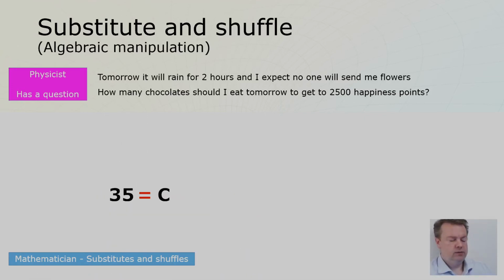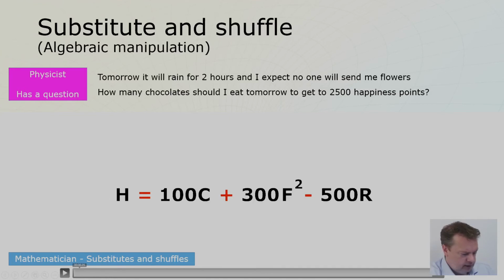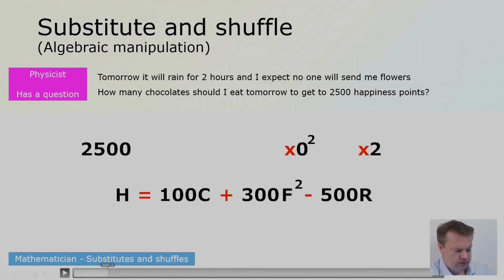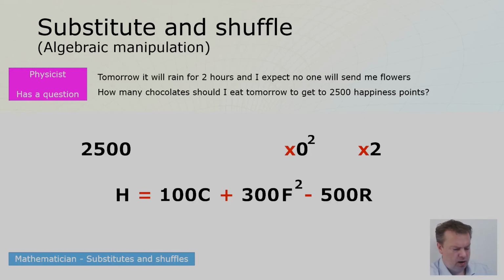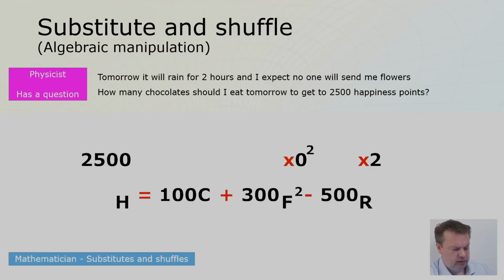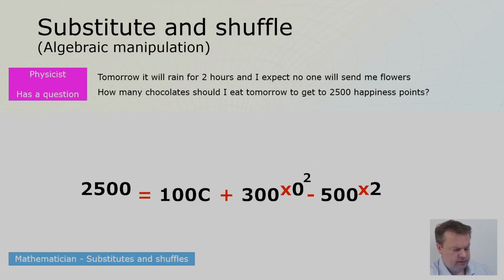There you go. She needs to eat 35 pieces of chocolate. Let's rewind and see how this works. So, the first thing that happens is substitution. The evil mathematician substitutes the variables h for happiness and the variable f for flowers and the variable r for rain with the numbers he knows. He just pushes them in. That's step 1. That's a substitution.